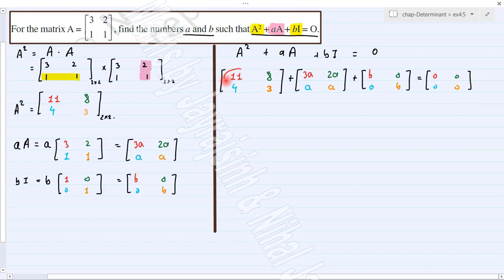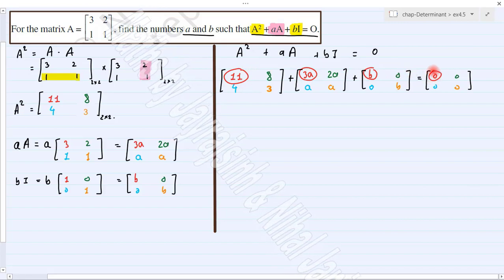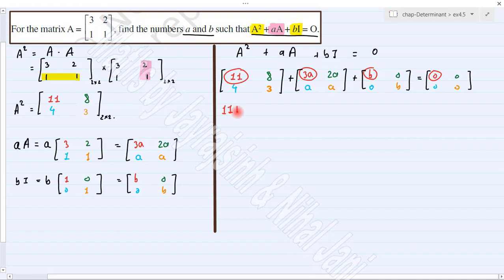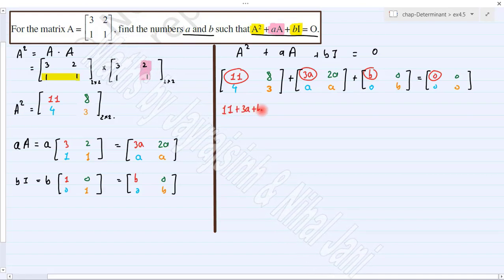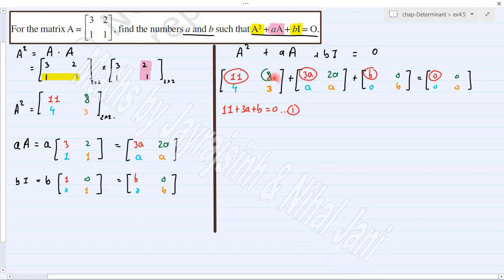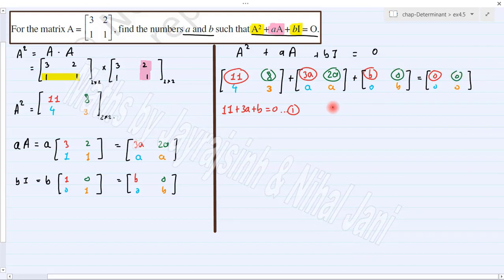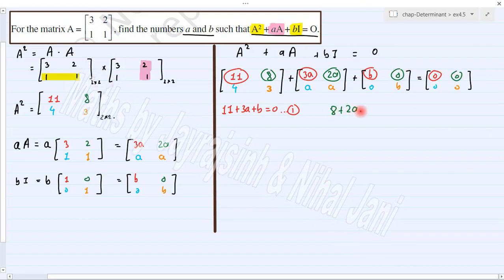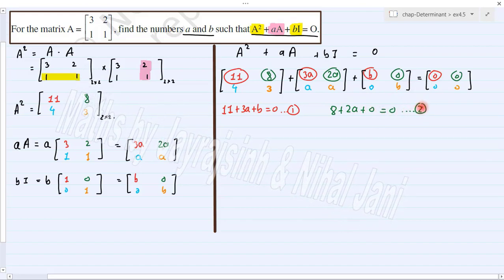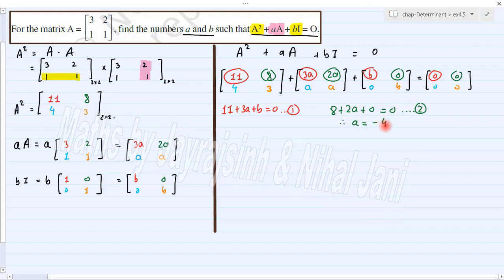Now let's simplify. We have to add first element of all matrices and compare with the right hand side. So we'll get 11 plus 3A plus B is equal to 0. Let's call it equation number 1. Now similarly, from second element we will get 8 plus 2A plus 0 is equal to 0, which will give us equation number 2 as well as the value of A, which is minus 4.